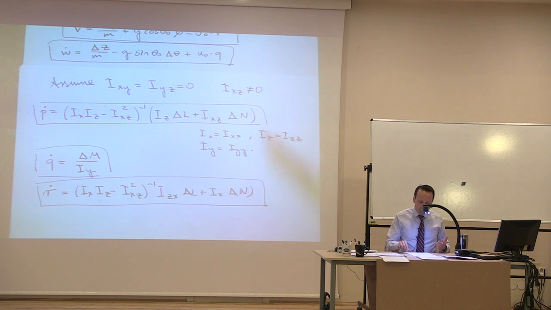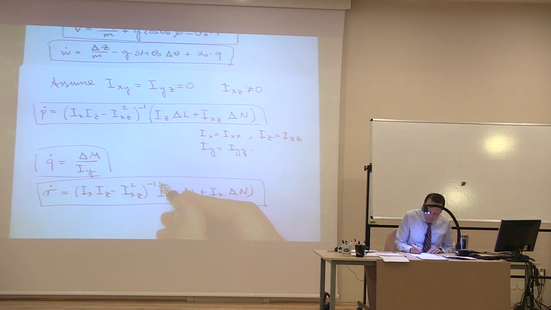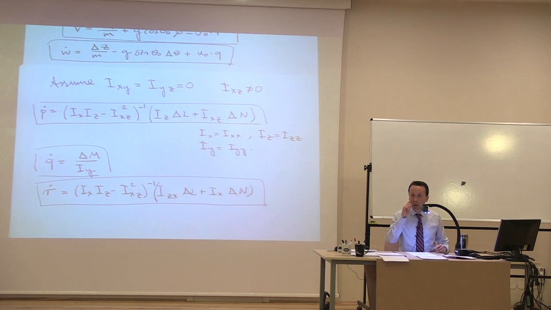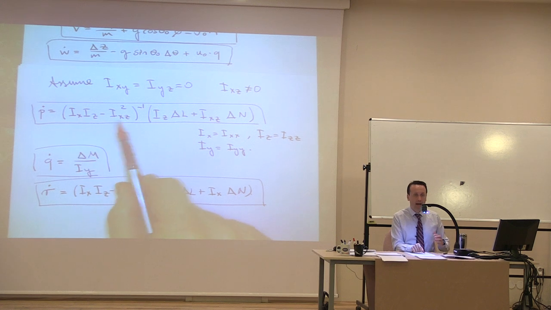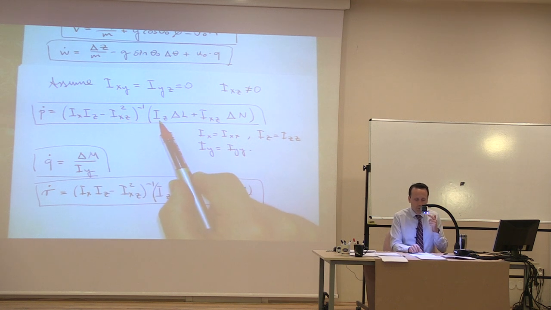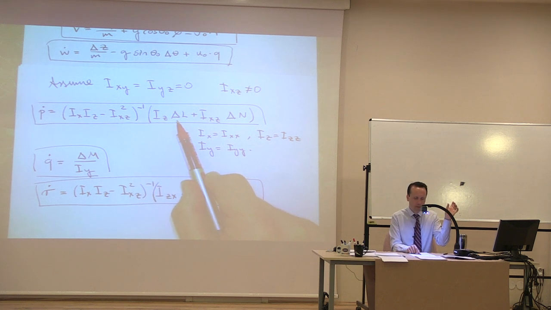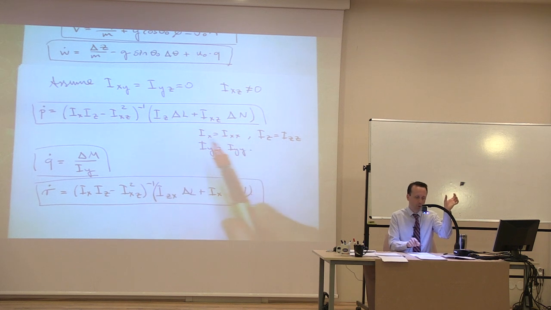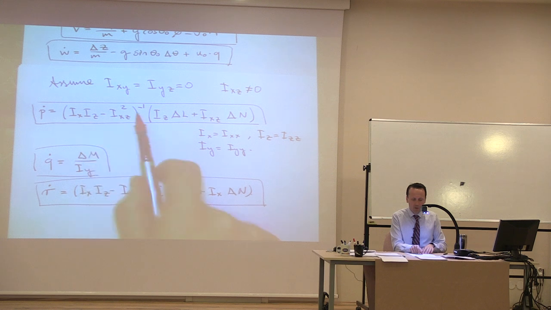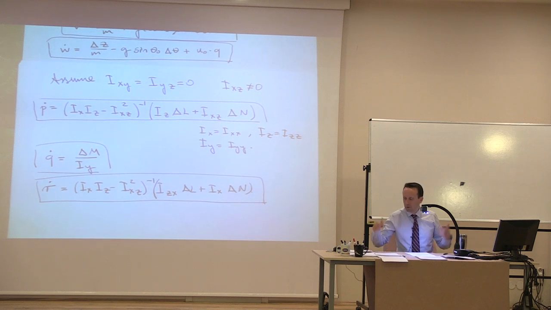Question: are these two equations linearized equations? Is the right-hand side of the equation a linear equation? Yes, because Ix, Iz, Ixz, these are numbers. So it will be something like 4, 500, 1,000, whatever. It will be a number. So multiply this number with delta L, which is the perturbation in the moment, and you get delta N, perturbation in the moment. So it will be something like p dot is equal to a number times delta L plus a number times delta N. So it is a linear equation. It looks nonlinear, but it's not. Understand? Because these are just numbers here. They're products of inertia, moments of inertia, and things like this.